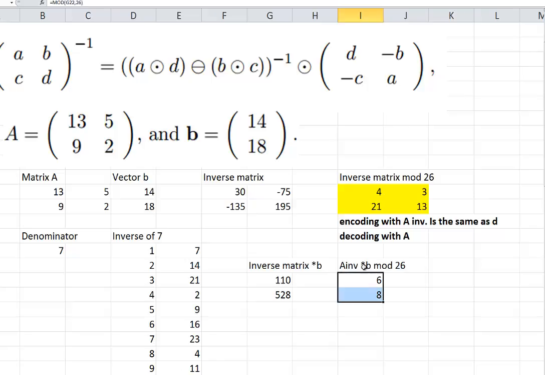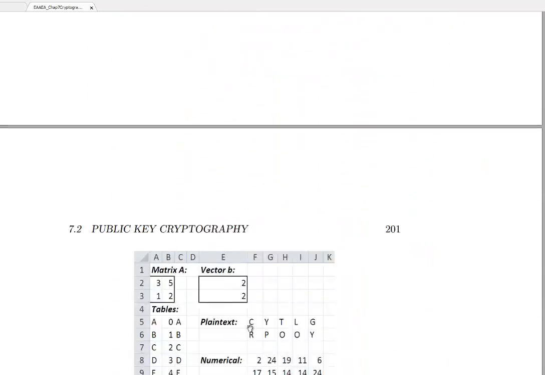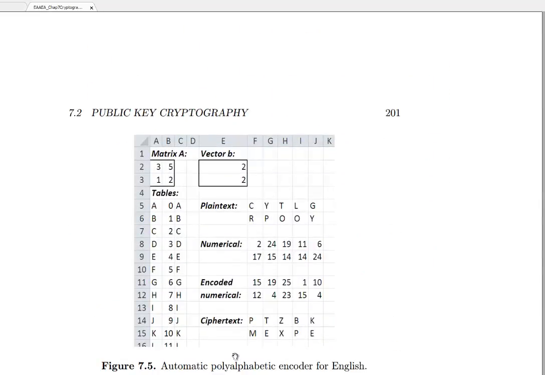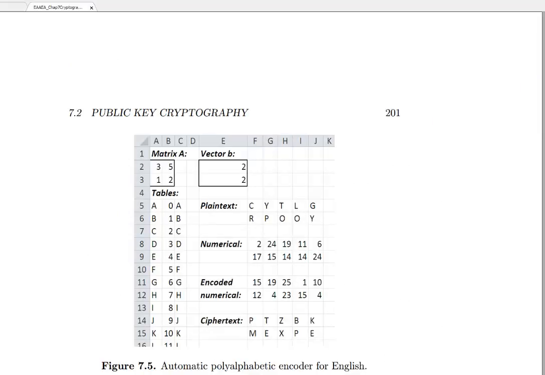So these are the two things I'm going to use in my spreadsheet. How do I use this information? Well, back to the problem. I want to decode this message. What that means is I'm going to put the A inverse that I just computed in my spreadsheet. I'm going to put this A inverse in for A, because that's the matrix I'm going to use, basically, like I said, encoding with the inverse is the same as decoding.